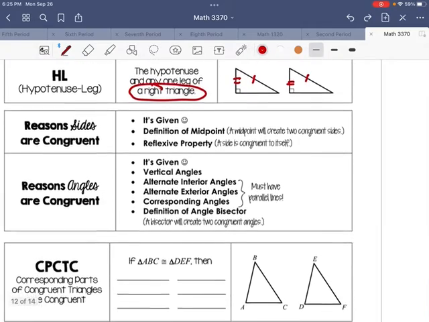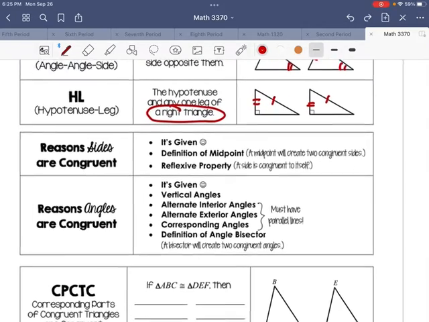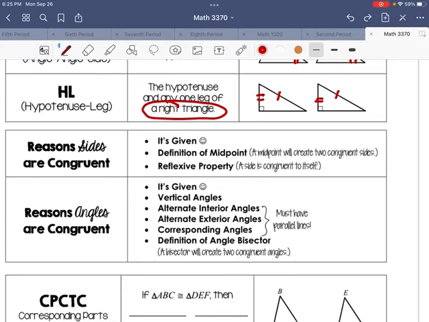So when writing proofs, here are some of the reasons you can use, which we'll get to towards the end. Some reasons that sides are congruent: it's given, the definition of a midpoint, the reflexive property. What else? A bisector. Sometimes you'll see the word bisector. Let me write that in.